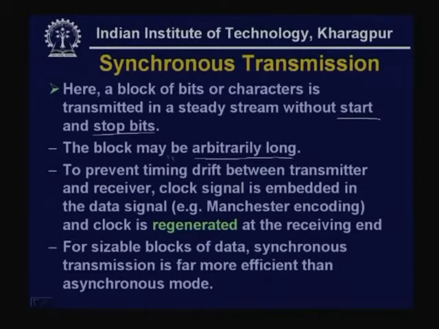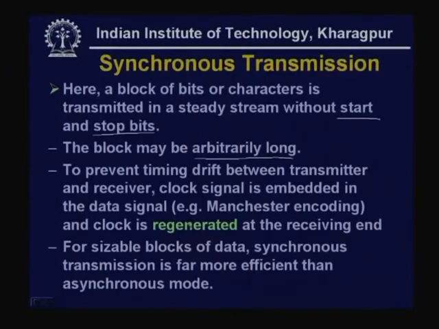Although the block may be arbitrarily long, as we know, if a frame is arbitrarily long, the probability of error increases. That is why the length is not really very long, it is restricted to some upper limit. Moreover, to prevent timing drift between transmitter and receiver, the clock signal is embedded in the data signal, for example by using Manchester encoding, and the clock is recovered at the receiving end.